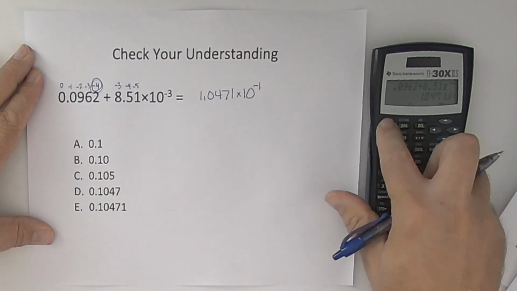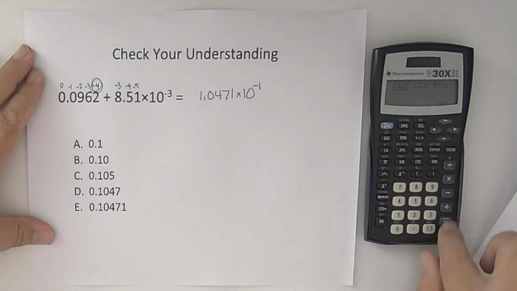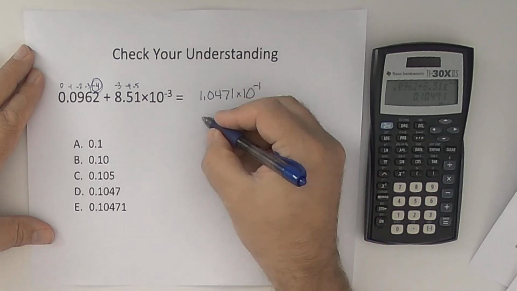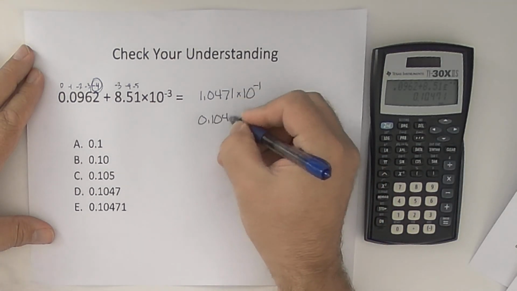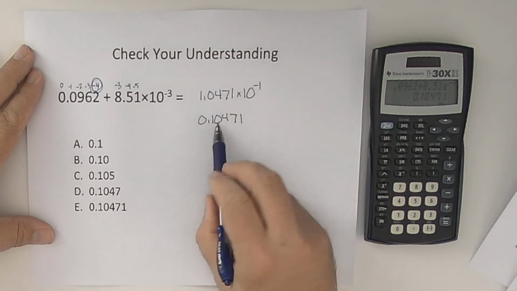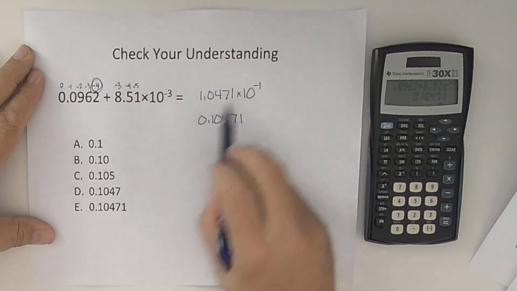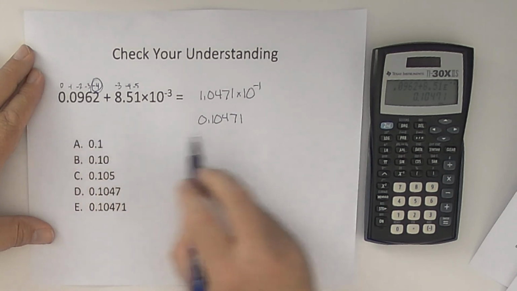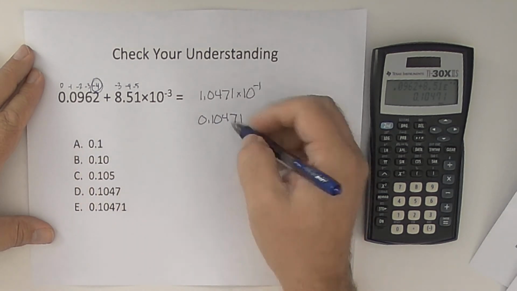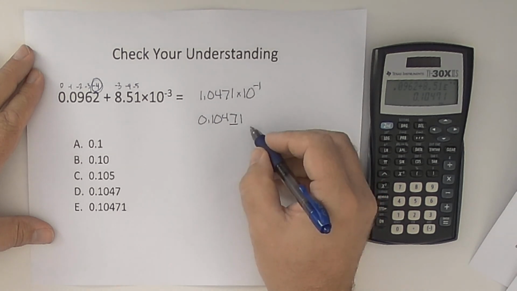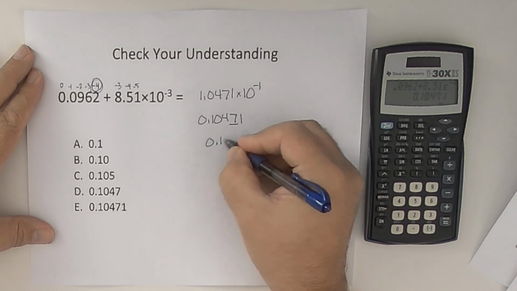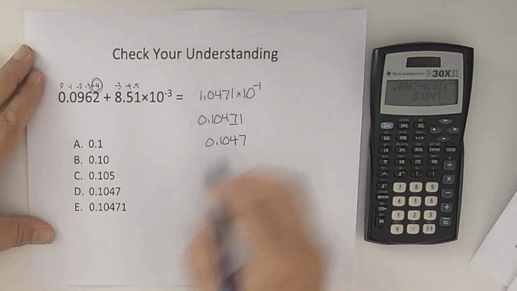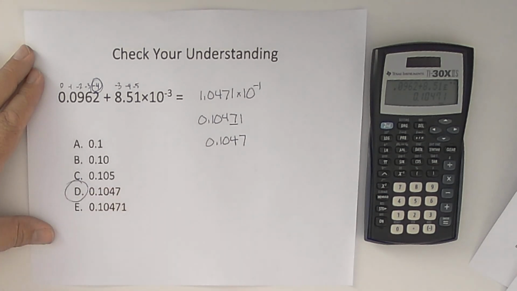I want to display this in float notation, so I'll change back to FLO, so 0.10471. These are the same number, just in decimal or in scientific notation. And I wanted to go 4 digits after the decimal point, 1, 2, 3, 4. So 0.1047. D is the correct answer.